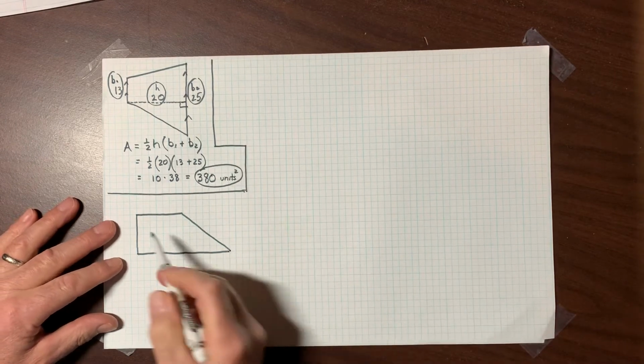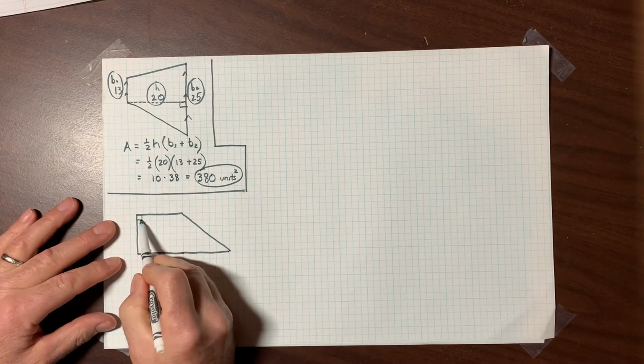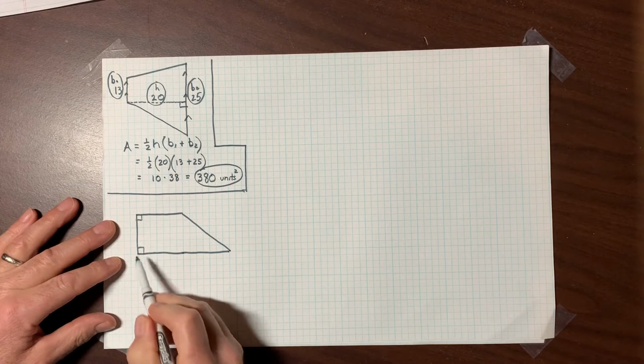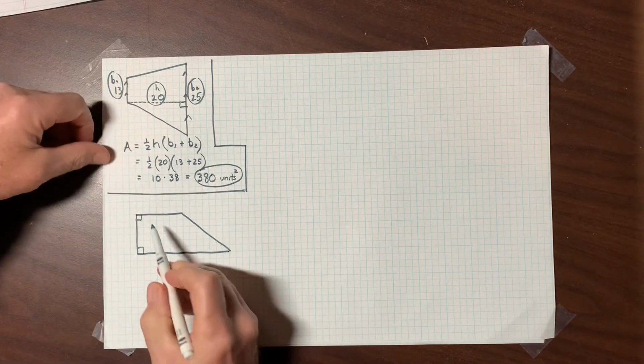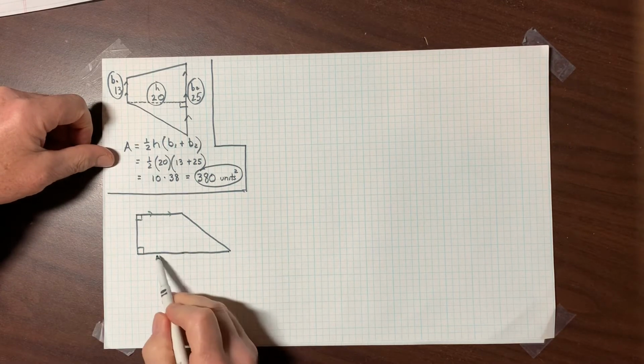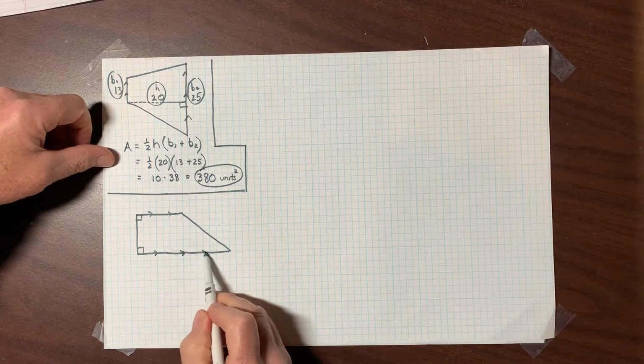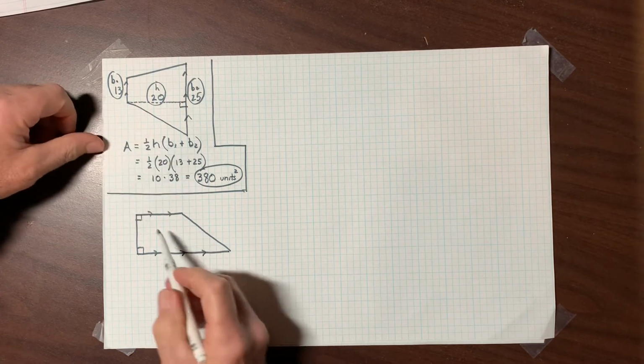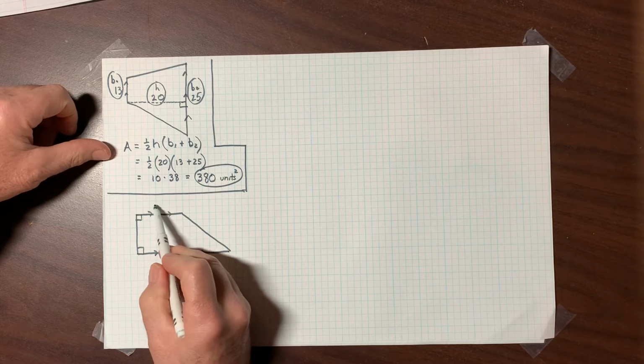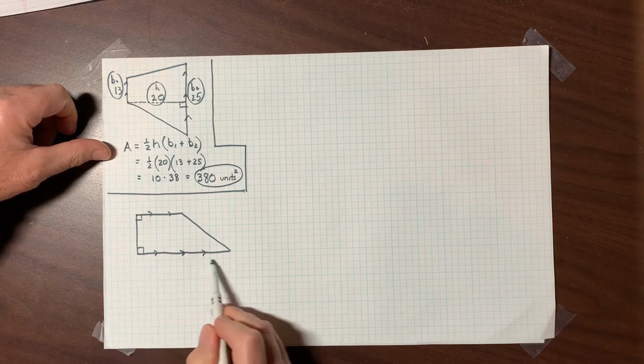All right. I'm going to put a little right angle in this corner, and I'm going to put a little right angle in this corner. Now, this is a trapezoid. The top and the bottom are parallel. This would be the top base up here, B sub 1, and this would be B sub 2.